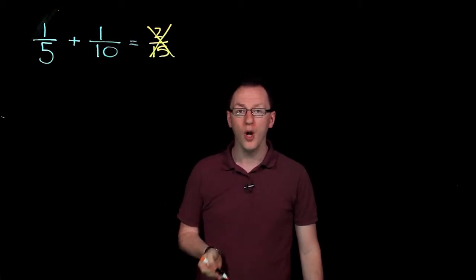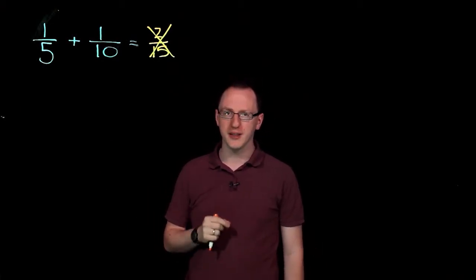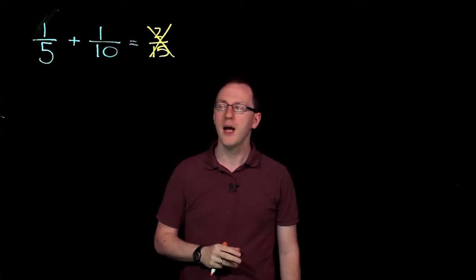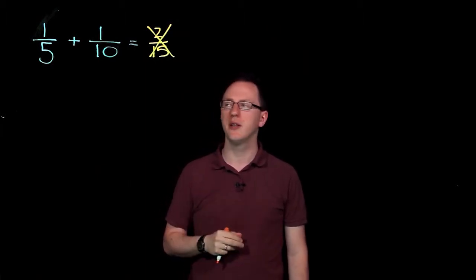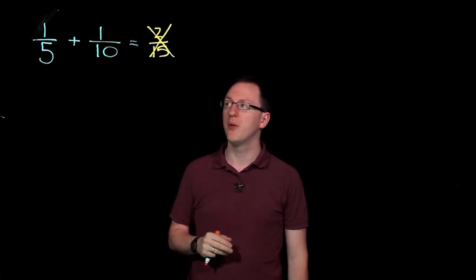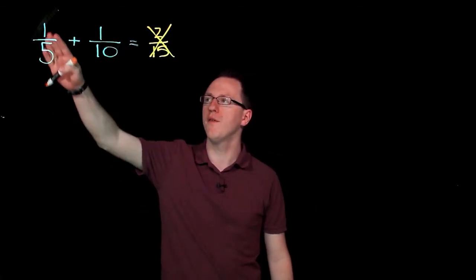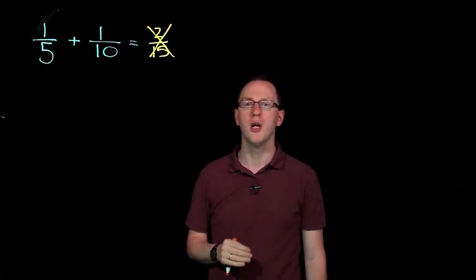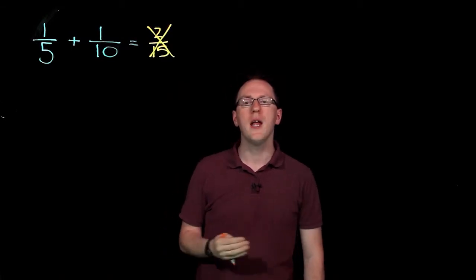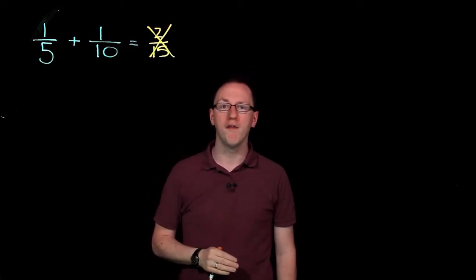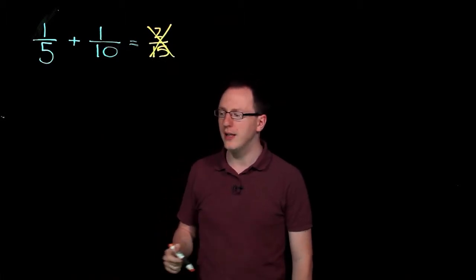We want to make sure that when we're adding fractions, we're not just adding numerators and denominators. Rather, we want to make sure the denominators are the same, of the same type, and then add the numerators. Our answer will also have the same denominator. So we want to make 1/5 and 1/10 have a common denominator. To do that, we need to think about the multiples of 5 and 10. So I'm going to list those now.